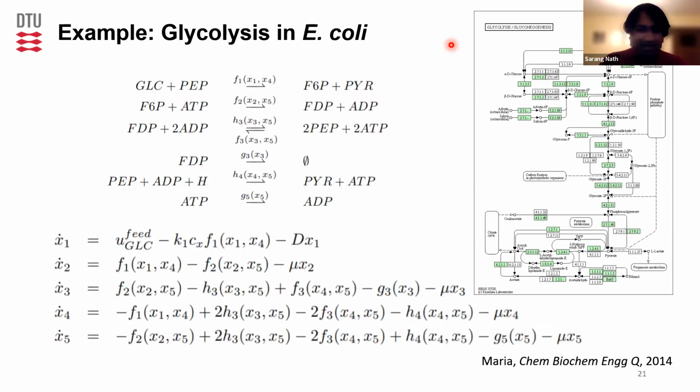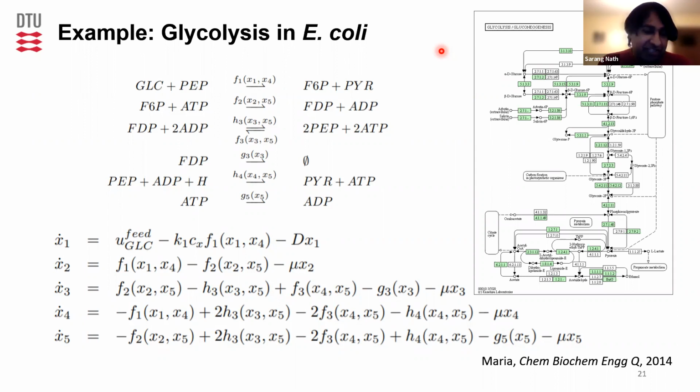The last example is that of glycolysis. Just see how I'm doing on time. Oh, not too bad. So here, this is of course a very classic pathway in terms of how you convert glucose into pyruvate, ubiquitously present in different kinds of organisms.